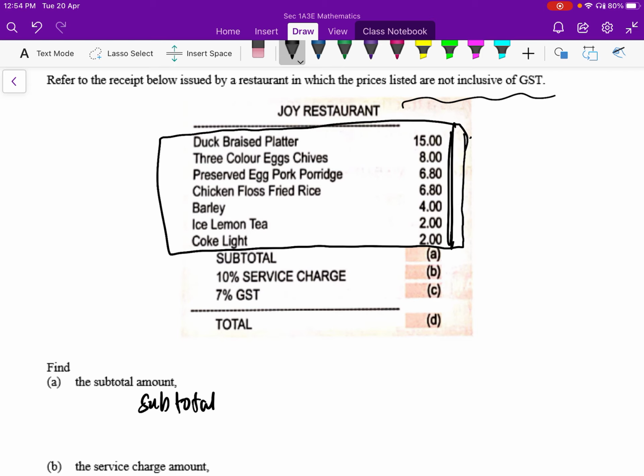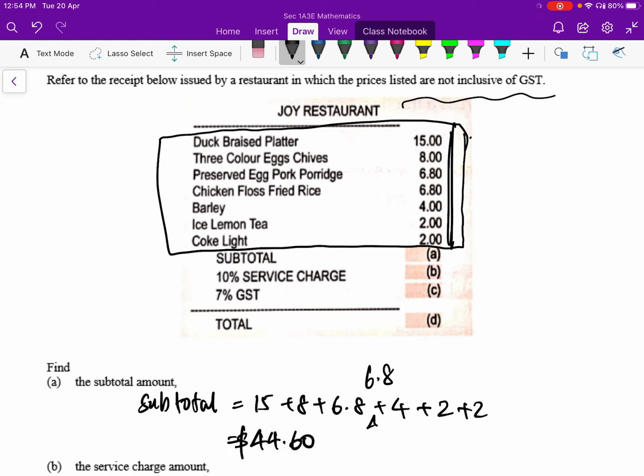Subtotal: 15 plus 8, 6.8, 4, 2, 2. So just add 10, 8, 6.8, another 6.8, then plus another 8. Do you all get 44.6? So that is the subtotal, simply adding it up. Next is the service charge.